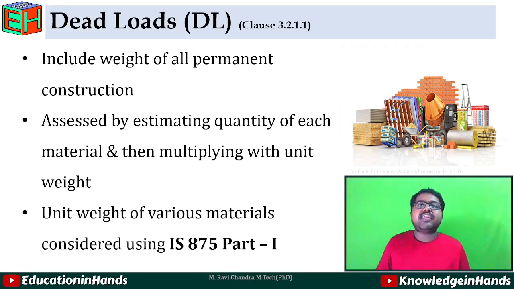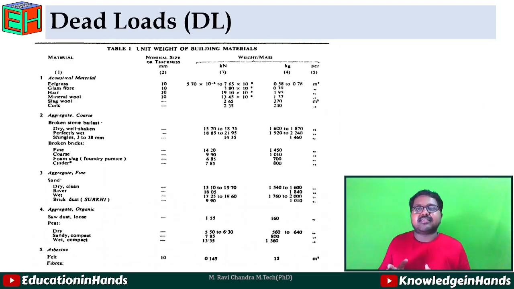The unit weights of different materials used in construction are given in IS 875 part 1. In table 1, it is given what the unit weight of each material used in our construction is. So from table 1 of IS 875 part 1, we can take the unit weight of a material and get the total dead load acting on a structure. This is about dead loads.